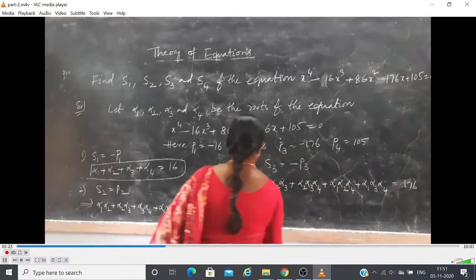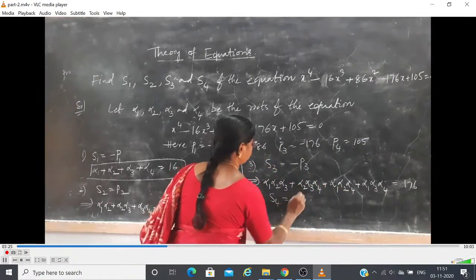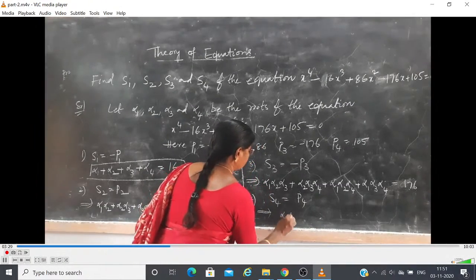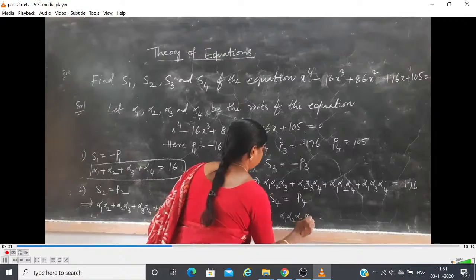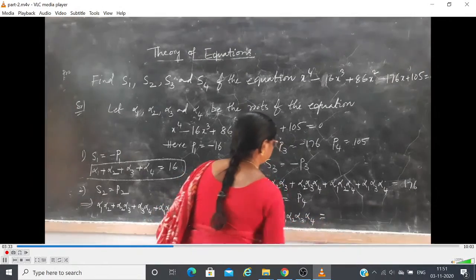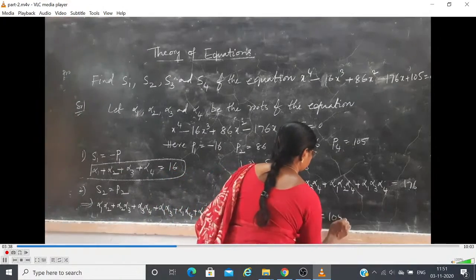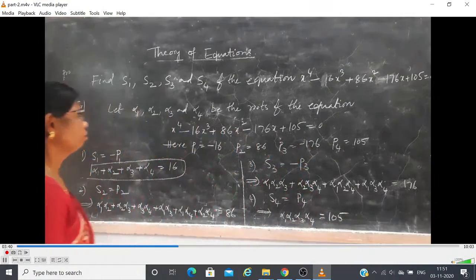Next, the fourth one. S4 is equal to P4. What is S4? Take all 4 roots. Alpha 1 alpha 2 alpha 3 alpha 4 is equal to P4. P4 is 105. Okay.